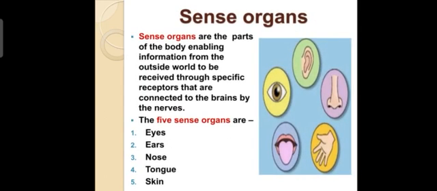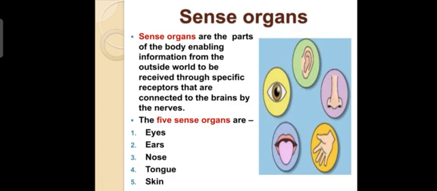Sense organs. Sense organs are the part of the body enabling information from the outside world to be received through the specific receptors that are connected to the brain by the nerves. The five sense organs are eyes, ears, nose, tongue, skin. It is shown in the picture.